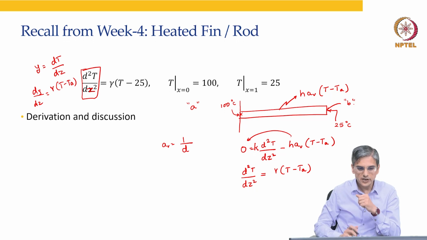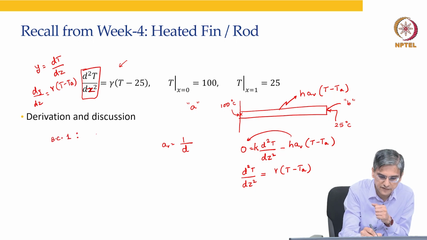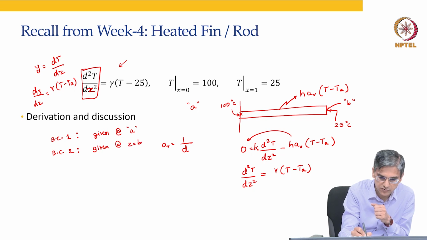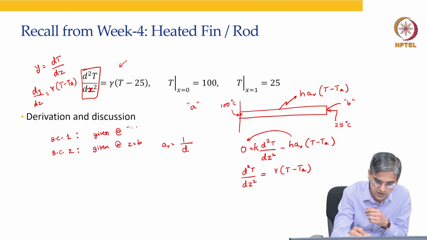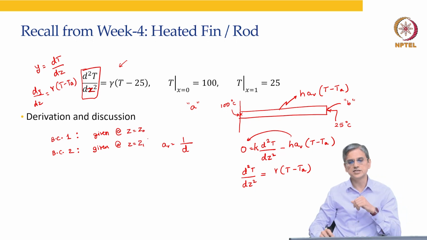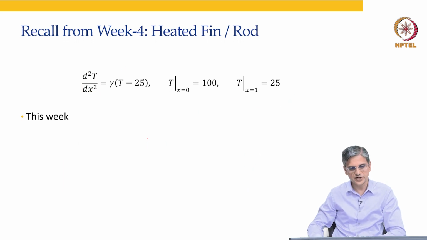So, to recap, in addition to the equation of this type, we are given one boundary condition, BC1, at z equal to a, and BC2 given at z equal to b. Or we can call this given at z equal to z naught and given at some z equal to z1. So, that is how we have the boundary conditions specified.